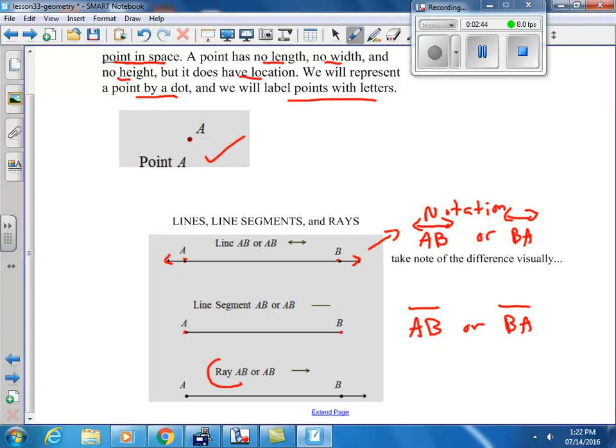A ray has a beginning but no end. Notice how it goes indefinitely that way. And you have to name it in the direction of motion. AB with this over it, right? I cannot say BA. Notice how I'm going to wipe that out. No. I have to name this one AB. So that's just a little notation help, the difference between line, segment, and ray. A line goes indefinitely in both directions, a segment has a beginning and an end, and a ray has a beginning but no end.